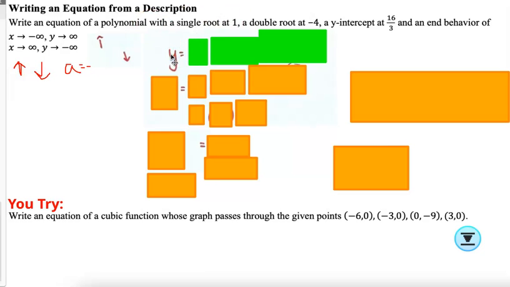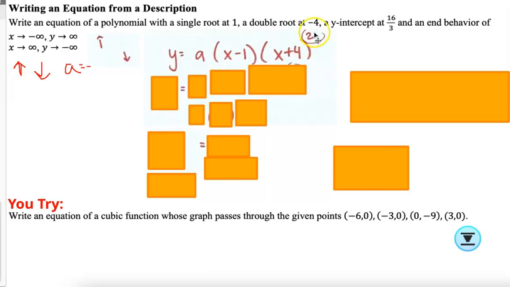So I'm going to start off with y equals. Again, I don't know my a value. This single root at a +1 will turn into x minus 1 without an exponent because it's a single root. This double root will turn into x plus 4 with an exponent of 2 for being a double root.